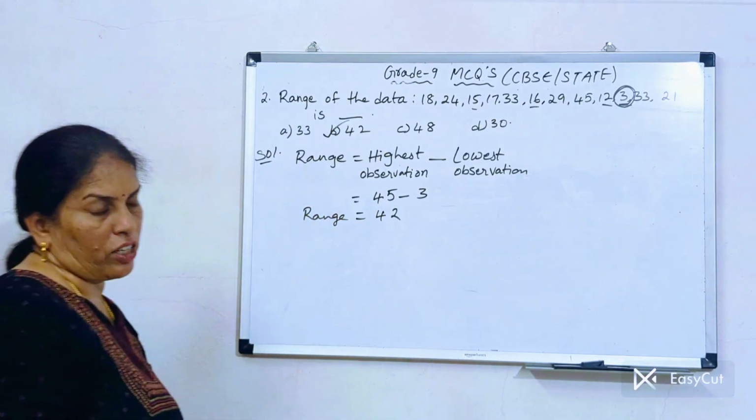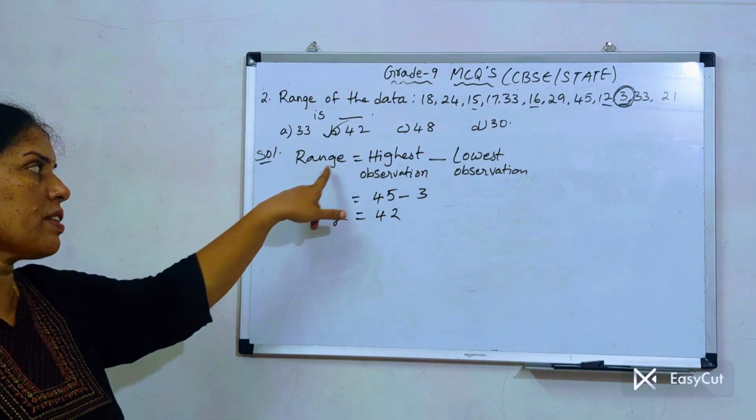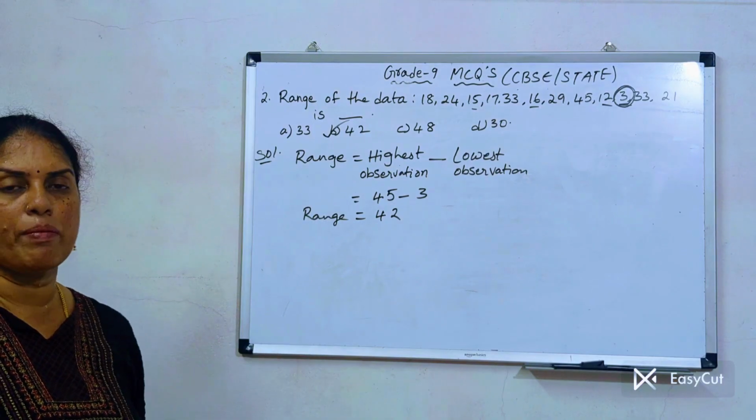This is the correct option. Like this you must find out. You must remember the formula. Range is equal to highest observation minus lowest observation. Very easy, one mark question.